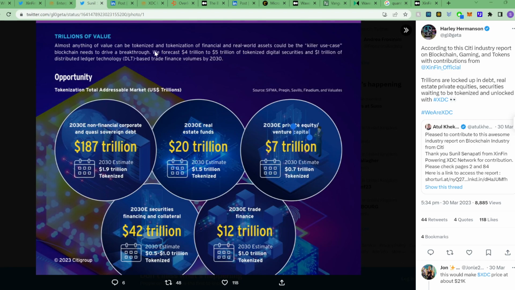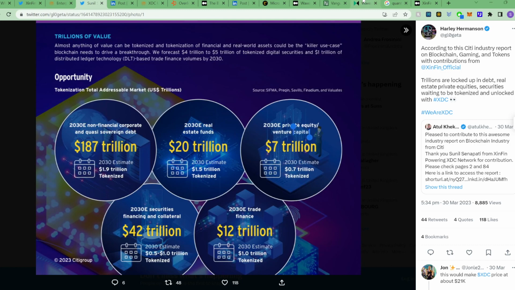But if you look at this, we forecast $4 trillion to $5 trillion of tokenized digital securities and $1 trillion of distributed ledger technology-based trade finance volumes by 2030. Now, people always ask, as I said earlier, why the price of XDC, the price of tokenized assets, is so low still. Why? Because they haven't been adopted yet. They're not in full utilization. We are in an exciting development process.